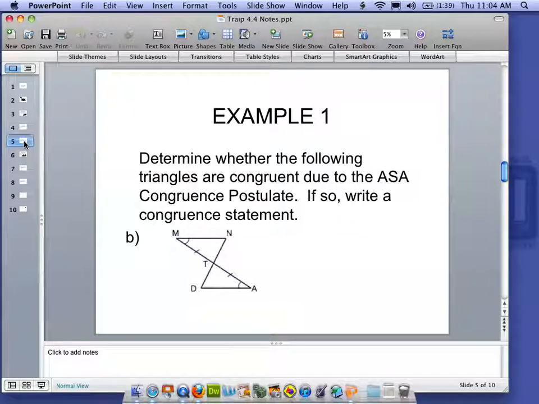Example 1B, do these two triangles on the diagram look like they're congruent by angle side angle? Well, it doesn't look like I have enough marked, but I do know I have a set of vertical angles in here, which we know are congruent. So now it looks like angle side angle does work, and my statement might be that triangle NMT, if I'm naming the top one first, NMT, would be congruent to triangle DAT.